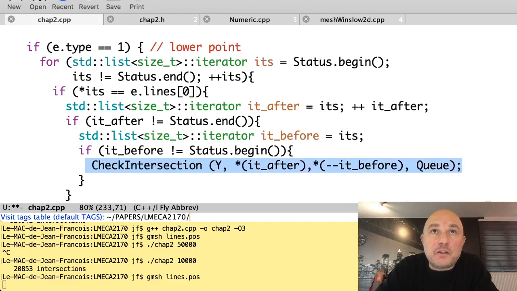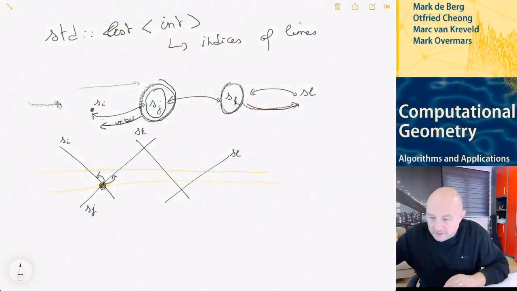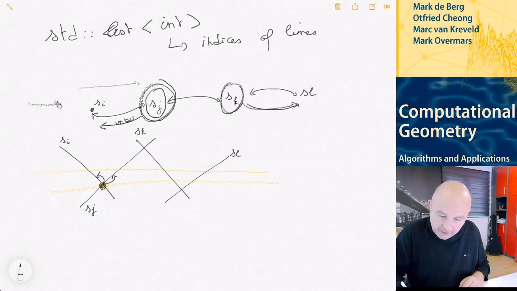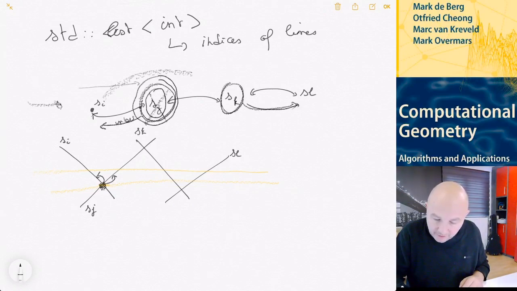What this thing does, it goes there. We will have to remove that thing from the list because it's an empty thing. So what I'm doing is that I take the previous one and the next one, those two, and I check an intersection. That's the next, and that's the previous. Then I will remove it from the list, but the STD list will automatically link those two guys together.